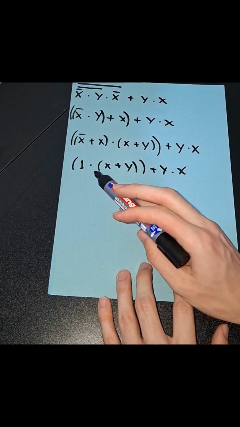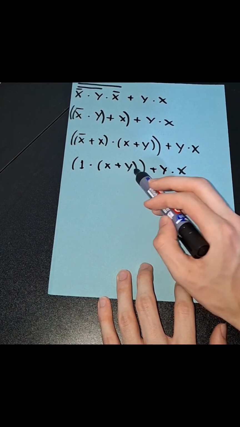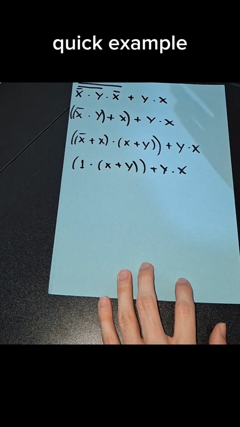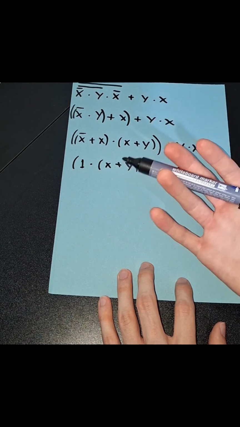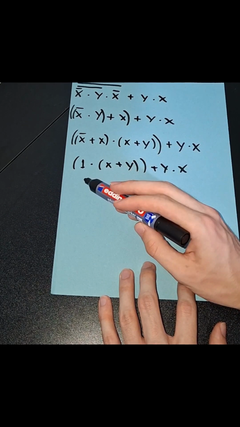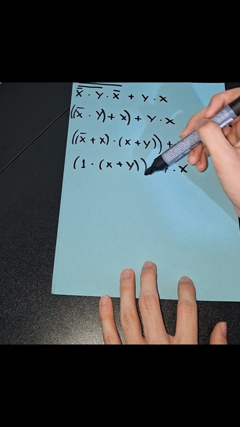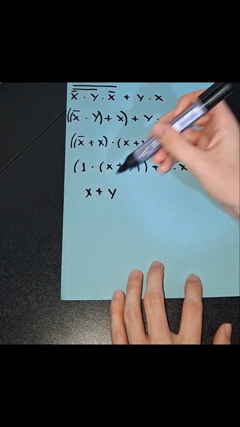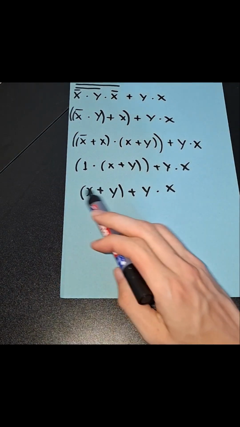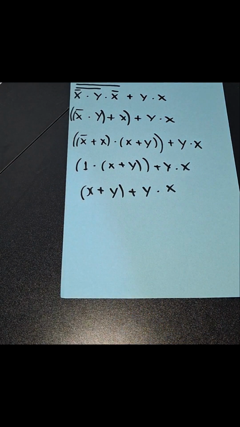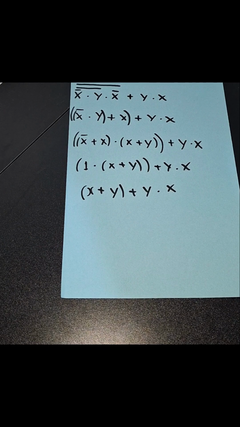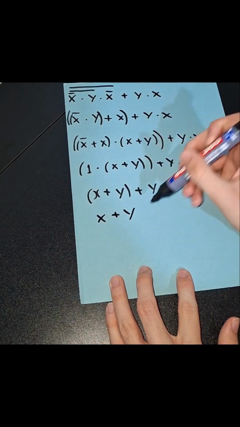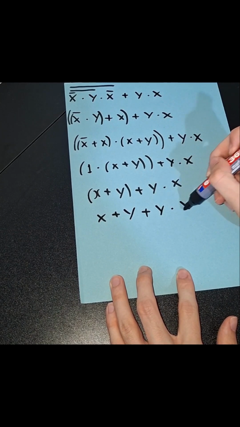Now, 1 and this term here will just be this term. Because as you know, 1 and A will equal A, this is the same here. 1 and X plus Y in brackets will just equal X plus Y. We can actually remove these brackets now. We don't need these brackets anymore. So let's remove these brackets just to see what we got here.